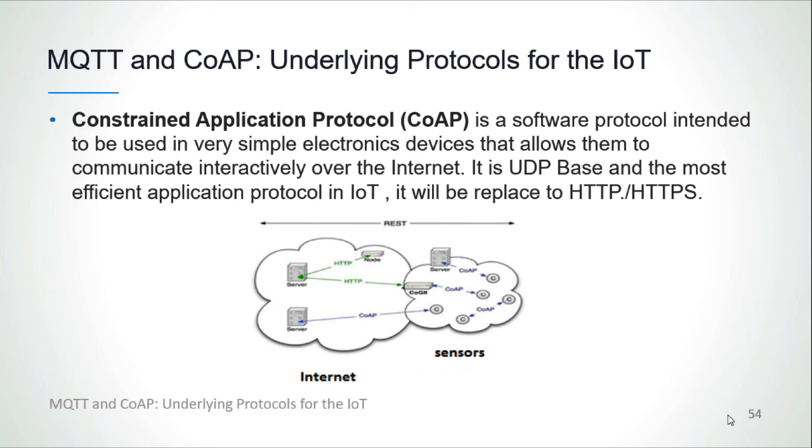The Constrained Application Protocol, CoAP, is the most popular one, and I think it is the best application protocol, but saying the best doesn't make sense because it depends on the application we are talking about. CoAP is the fastest one, so this is very important to reduce the delay. CoAP is a better protocol than MQTT. MQTT is older and CoAP is the newer protocol.